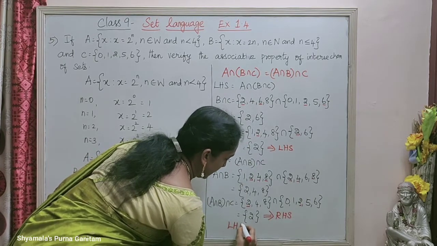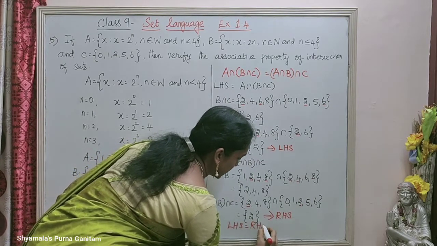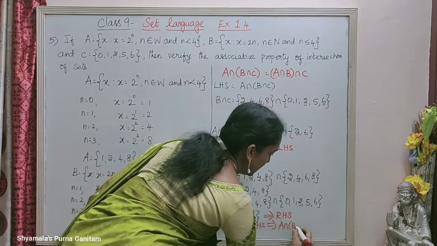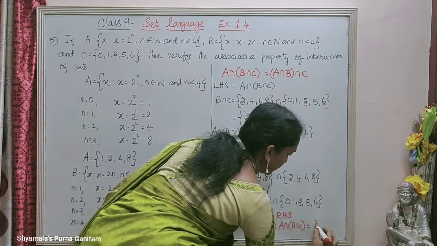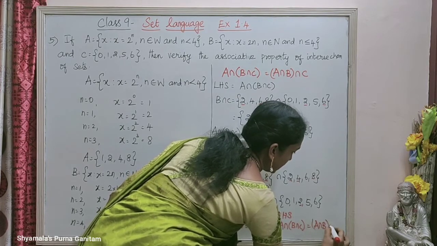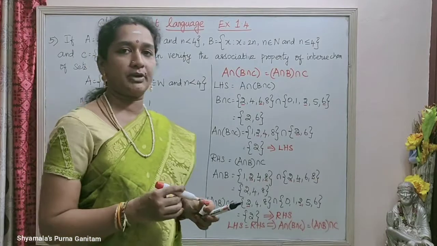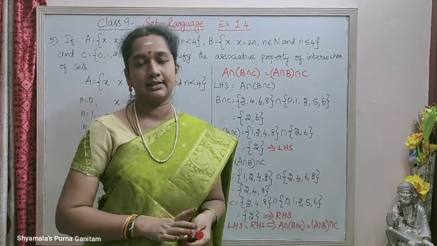That is, LHS is equal to RHS. Hence A intersection B intersection C is equal to A intersection B intersection C is verified. That is the associative property of intersection of sets.